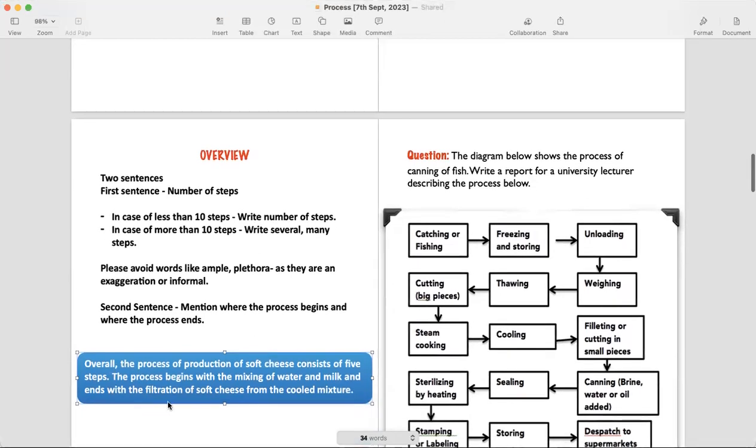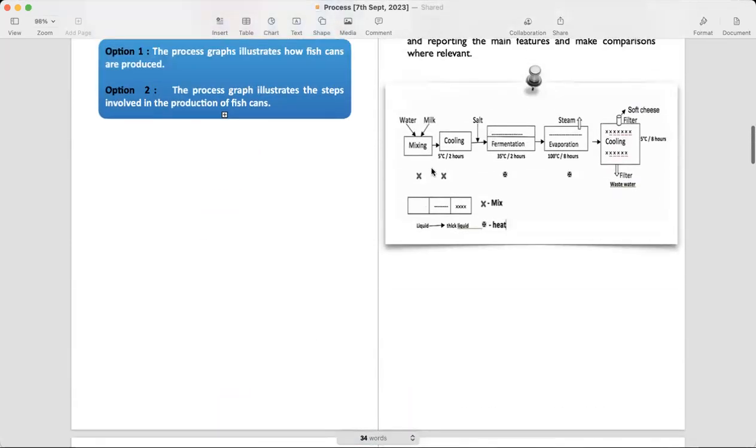In the second sentence, I write where the process starts and where the process ends. So if you look at it, where does the process start? The process starts at the mixing of water and milk. In the first step, what are we doing? We are mixing water and milk. It's written here. So the process starts from the mixing of water and milk. And where does the process end? Production of soft cheese. You can directly write the last step, production of soft cheese. So the process begins here and the process ends with the production or filtration of soft cheese. You can write that also. So that's how you'll write it.